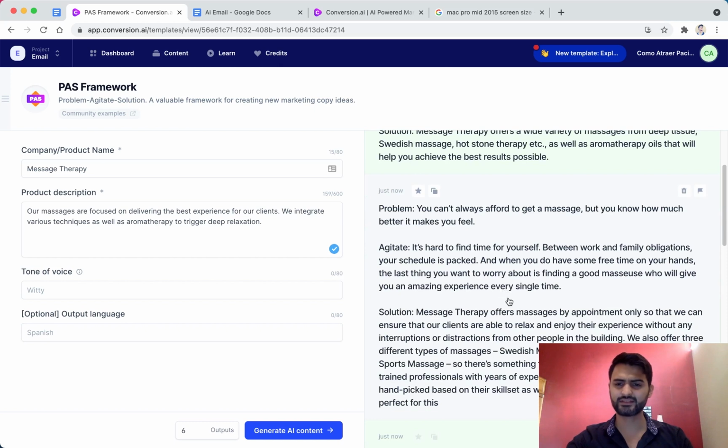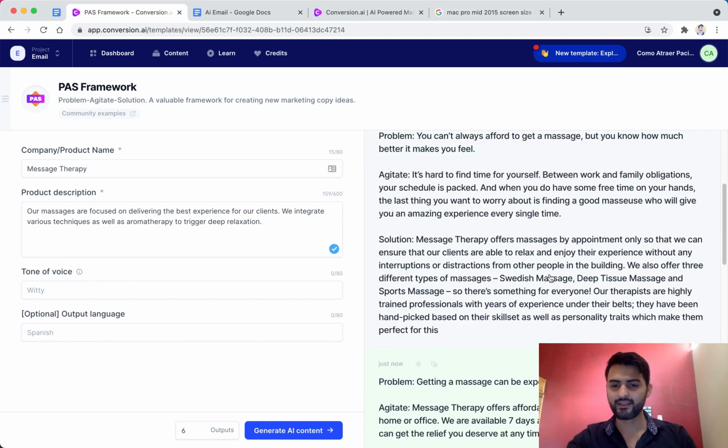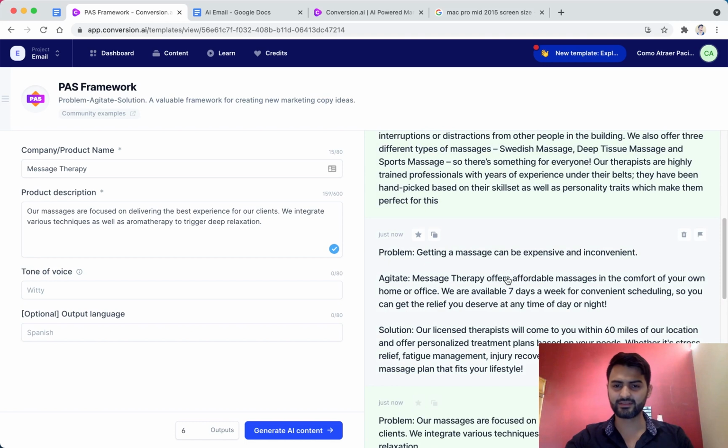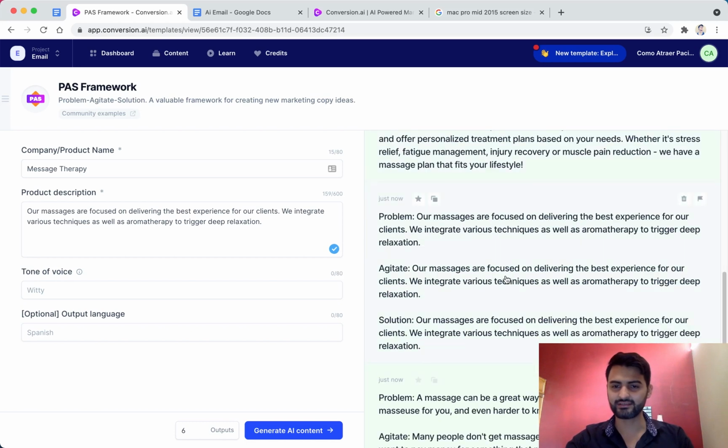You can't always afford to get a massage, but you know how much better it makes you feel. It's hard to find time for yourself. Between work and family obligations, your schedule is packed. Okay, so the output is good, but it's not helping my case, so I'm going to skip that one. Getting a massage can be expensive and inconvenient. Again, it's not on my side.